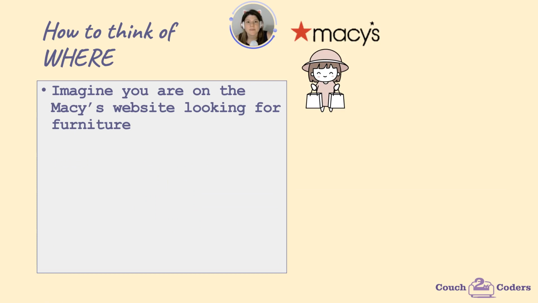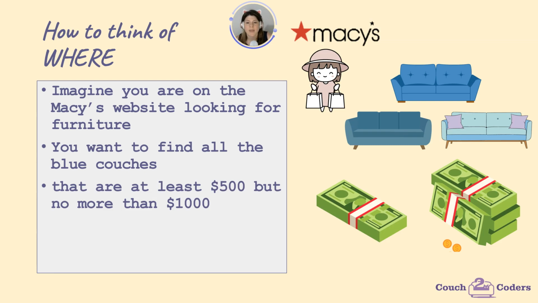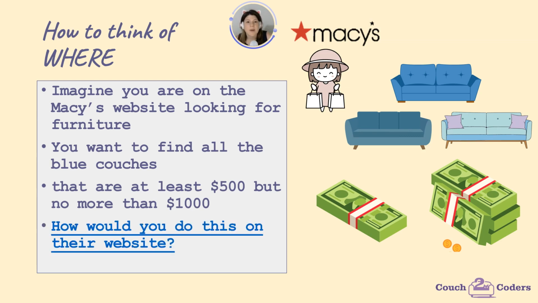Imagine you are on the Macy's website looking for furniture, which is one of my go-to places to get home goods. We want to find all of the blue couches that Macy's offers. If you've ever looked at furniture on Macy's, they have thousands and thousands of furniture items. And we want something that's affordable. We want something that's at least $500, but less than $1,000. So how would we do this on their website?